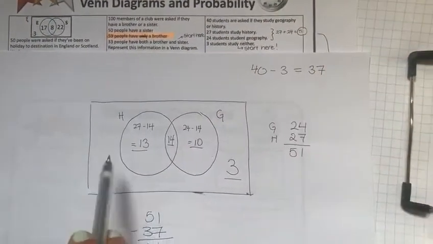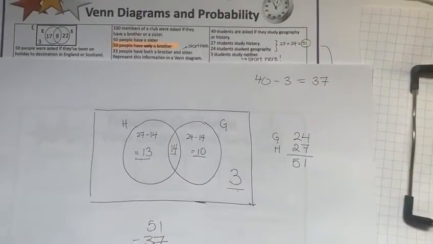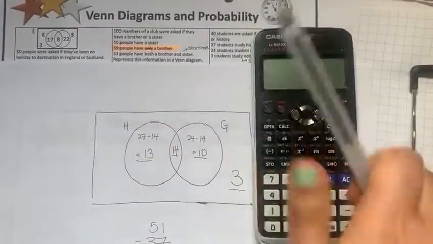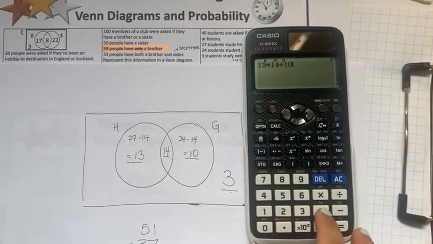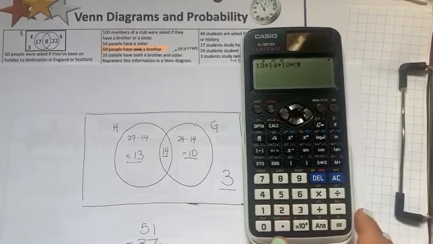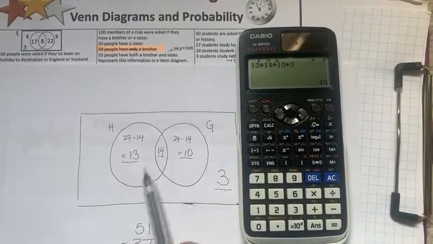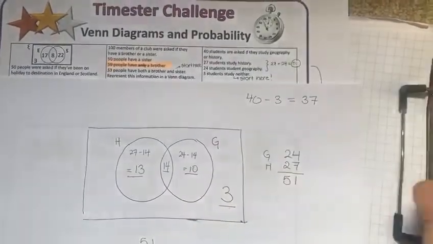Now, just to be sure, I'm going to add up those 4 numbers and make sure they add up to 40. I'm going to do it on my calculator just because I know I can sometimes make silly mistakes when I'm adding up in my head. So 13 plus 14 plus 10 plus 3 gives me 40. That definitely adds up. And then if I'm still not sure, I can double check the rest of it.